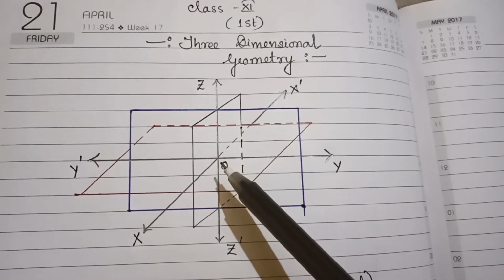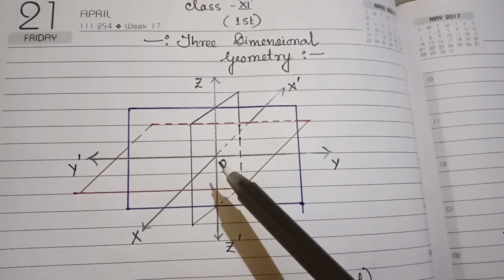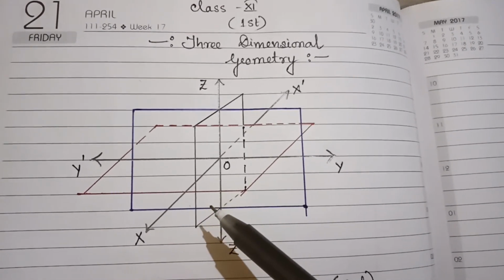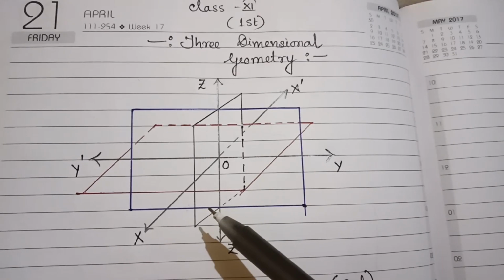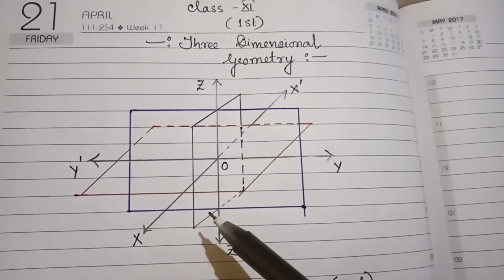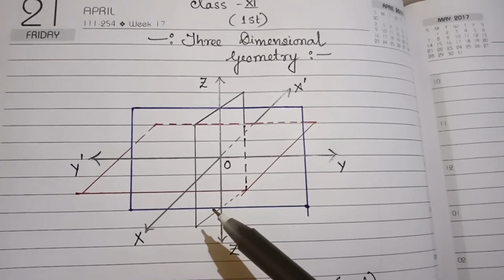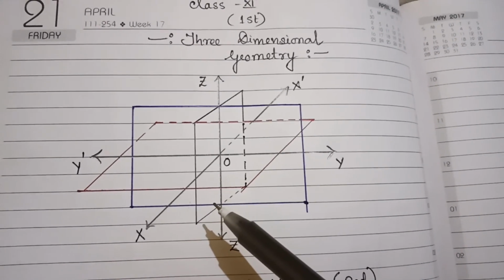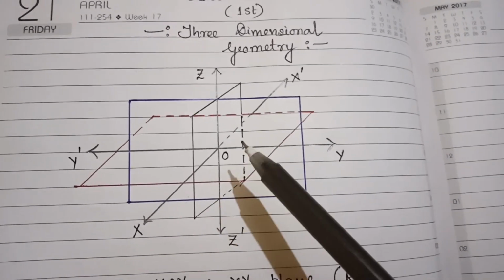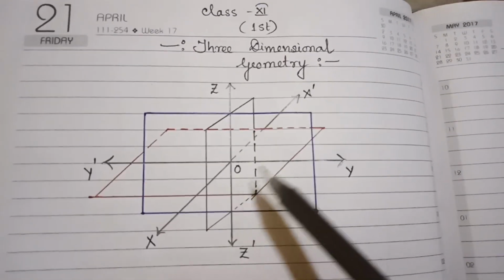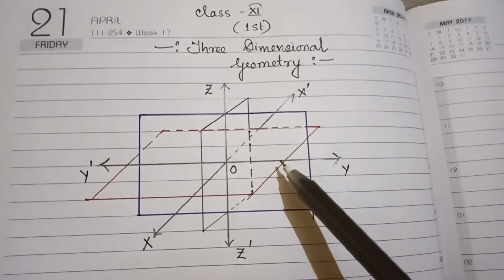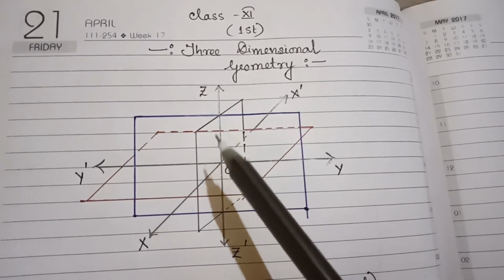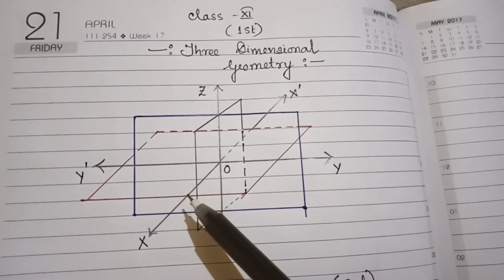And in this system, the x, y and z axes will be mutually perpendicular axes. Mutually perpendicular means if we take them in pairs, they will be perpendicular to each other in pair form. That means x is perpendicular to y, as you all know. Y will be perpendicular to z and z also will be perpendicular to x.